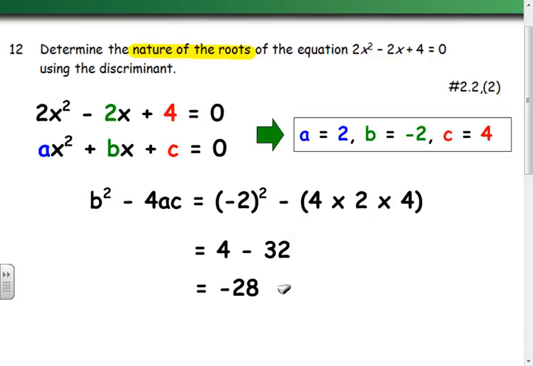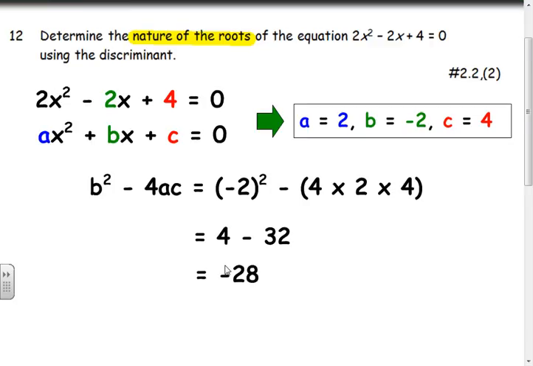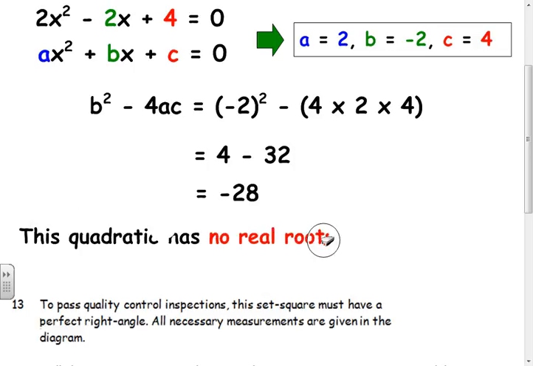Now you need to know the 3 rules that apply to the discriminant. If the discriminant is greater than 0, that means there's 2 roots. If it's equal to 0, there's only 1. And if it's less than 0, then there's no real roots. So make a statement: this quadratic has no real roots because b squared minus 4ac is less than 0.